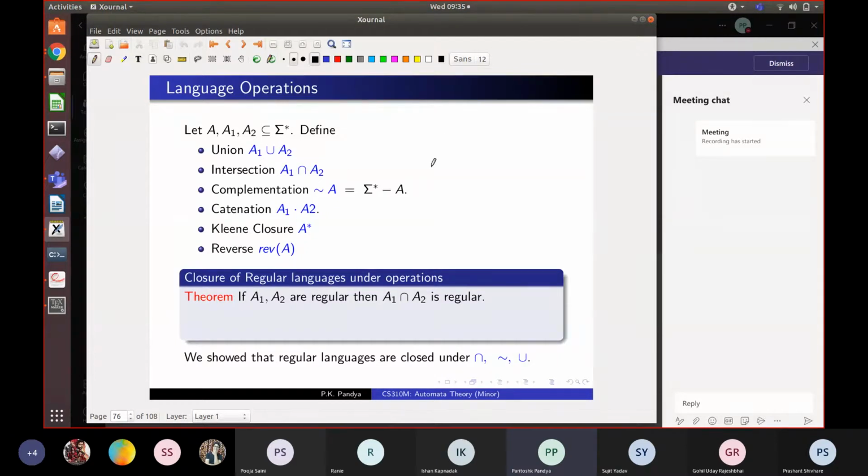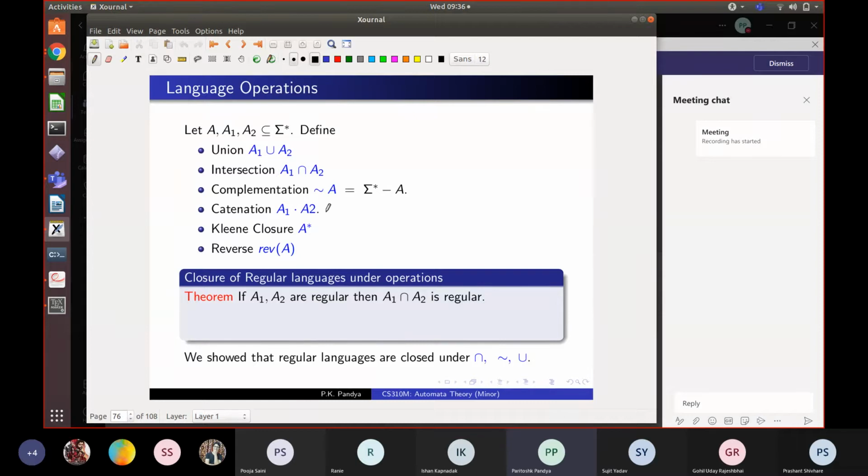Okay, so what we did in the last two classes is these operations on languages. That is, given languages A1, A2, we can construct more complex languages by combining them in some ways. For example, we can take the union of the two languages, we can take intersection of two languages, we can even take complement of a language, that is all words in sigma star which are not in A, right? Or we can take catenation of two languages.